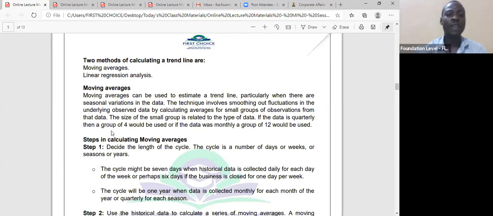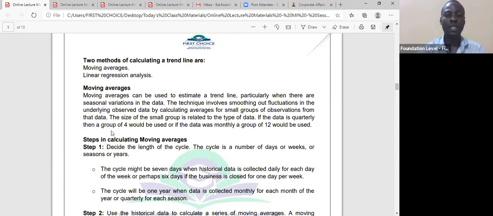The average is moving. Moving averages can be used to estimate a trend line, particularly when there are seasonal variations in the data. This technique involves smoothing out fluctuations in the underlying observed data by calculating averages for small groups of observations from that data. The size of the small group is related to the type of data. If the data is quarterly, then a group of 4 will be used, because each quarter is 3 months and in a year there are 4 quarters. If the data was monthly, we would need 12 data points, so a group of 12 will represent a complete cycle.